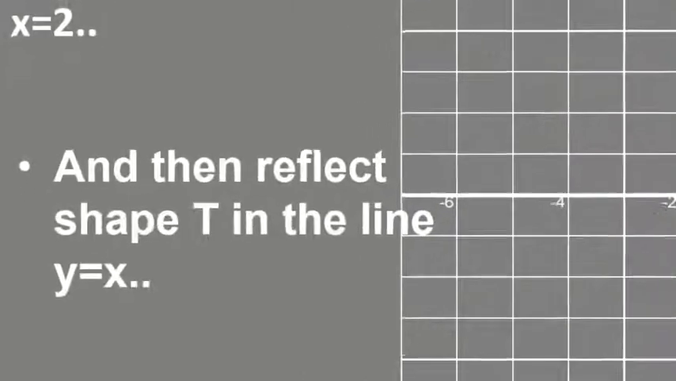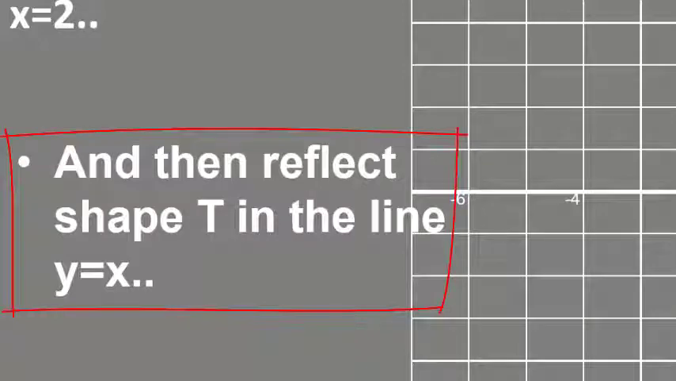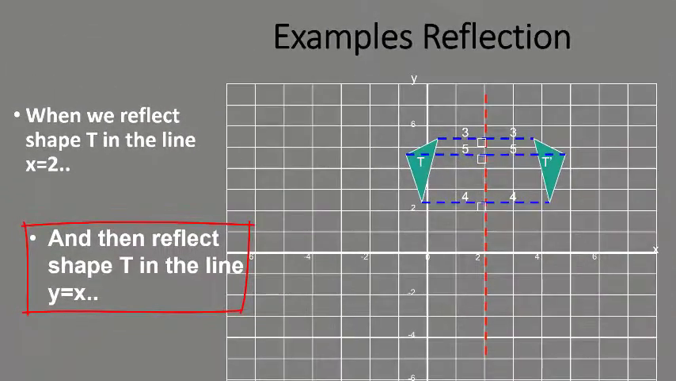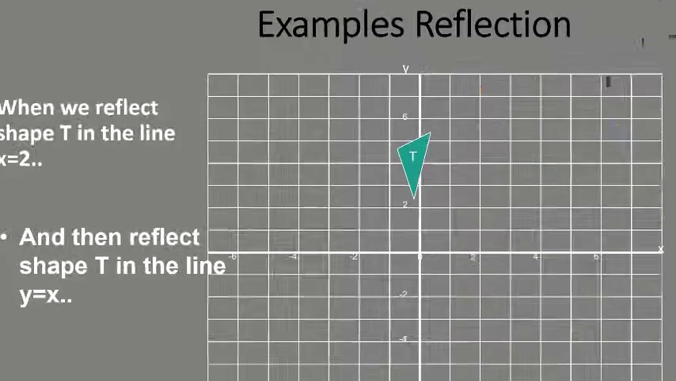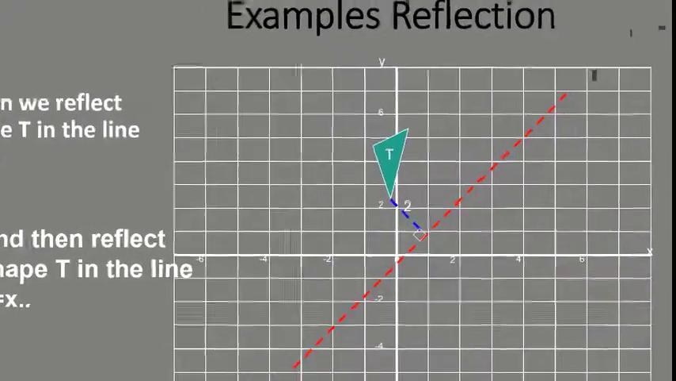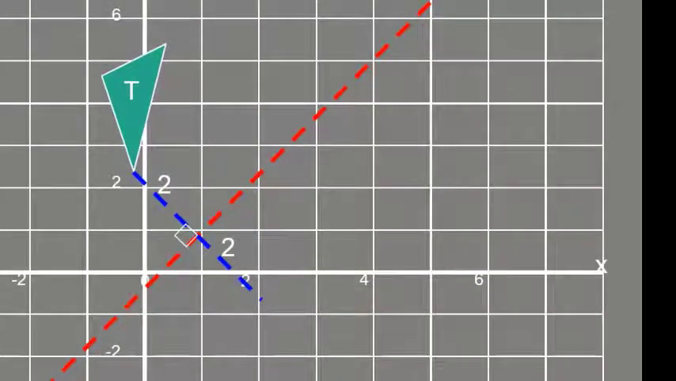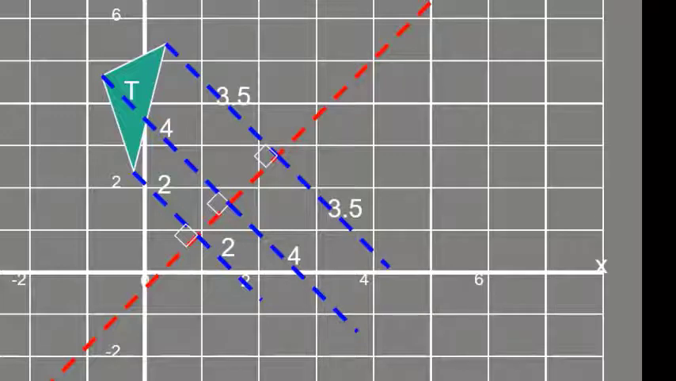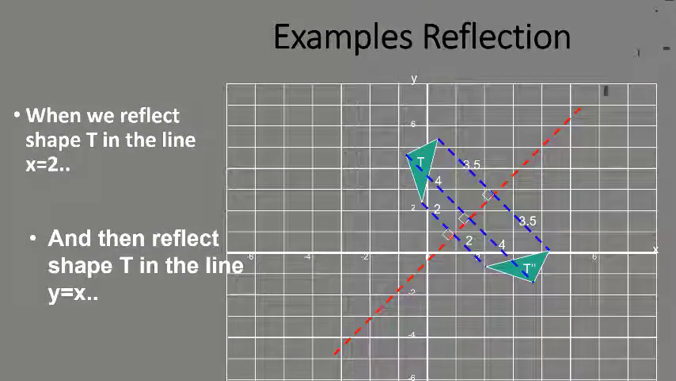And then reflect shape T in the line y equal to x. So we need our mirror line, that's our mirror line y equal to x. Don't forget, object length equal to image length. Distance from the object to the mirror line equal to the distance from the mirror line to the image. Image length equal to object length. So we have our second image of T. That was examples of reflection.